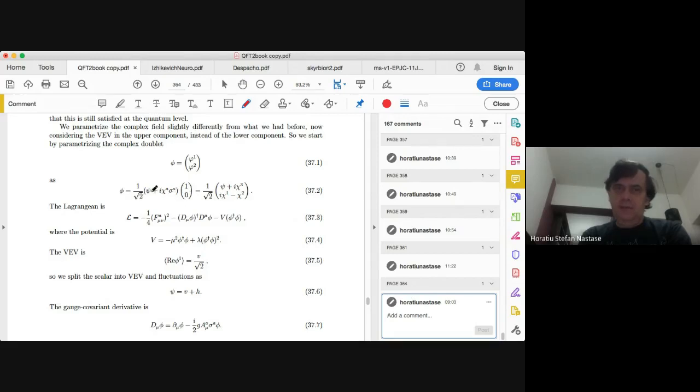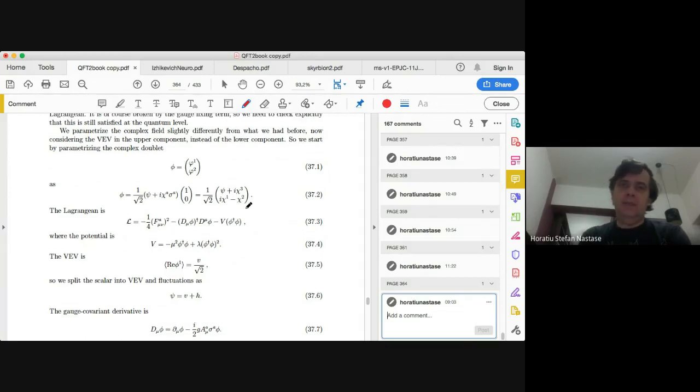Explicitly, that means 1 over square root 2, and then psi plus i chi 3 in the upper component, and i chi 1 minus chi 2 in the lower component. Then you see that in the upper component, this psi, the real part, will basically be v plus H, so the VEV plus the Higgs. And then the other three components, chi 1, chi 2, chi 3, written together as chi A, will be the would-be Goldstone boson.